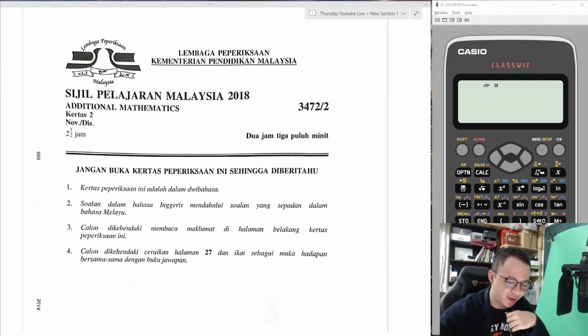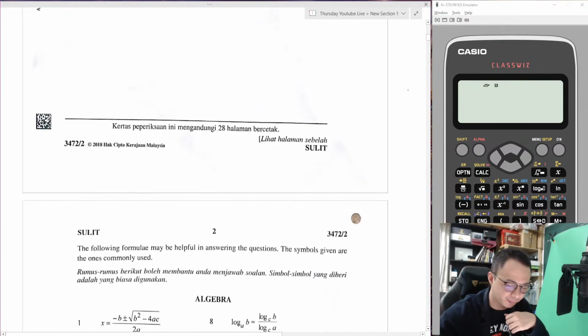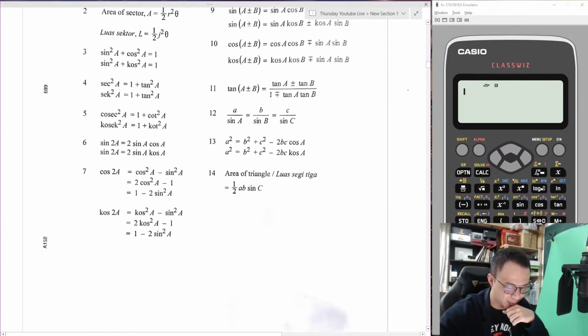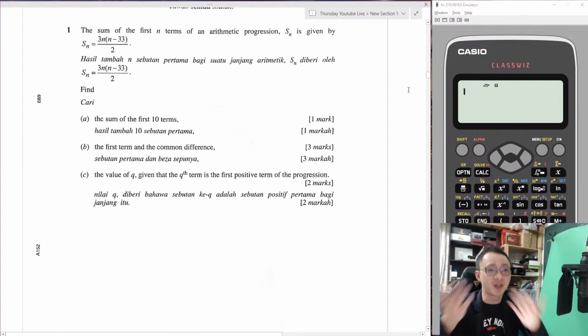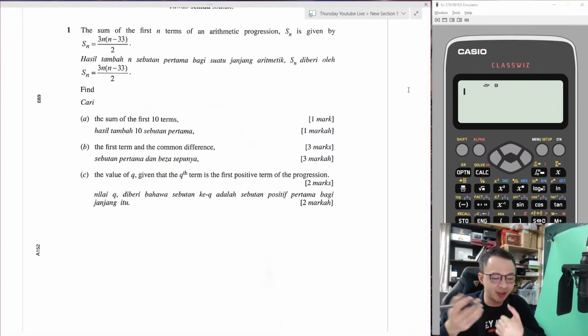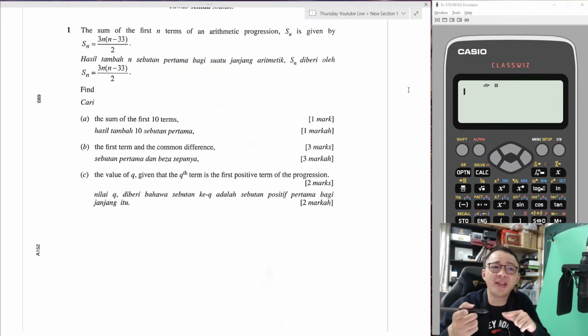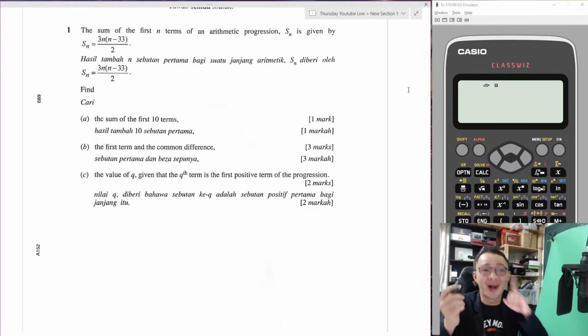Alright, let's go to the first question. It's a progression, and if you see carefully, you should know this is an arithmetic progression, which is what we call AP. Whenever we do a progression question and the only information we have is Sn, we need to know how to use it to find the first term. The first term basically means S1. Imagine the sum of the first one term is equal to A, which is the first term.